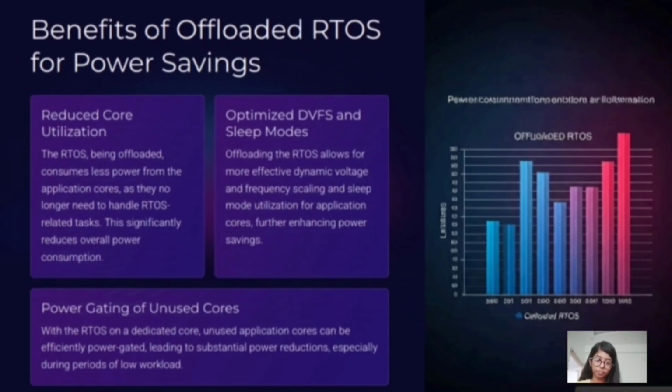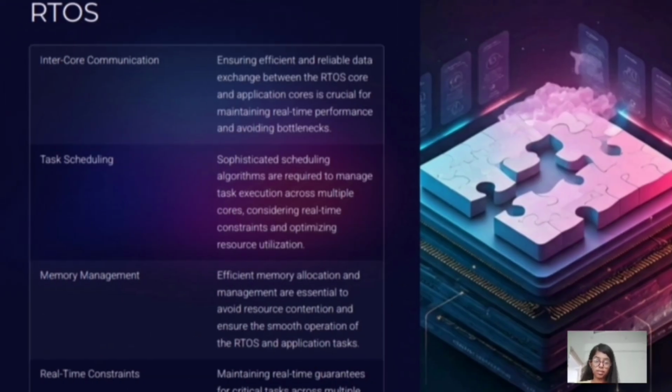And next one is challenges in implementing offloaded RTOSs. So we found that offloaded RTOSs we can implement. So what are the challenges to implement that? First is inter-core communication, ensuring efficient and reliable data exchange between the RTOS core and the application core. There should be a perfect data exchange between the RTOS core and application core, as we saw before.